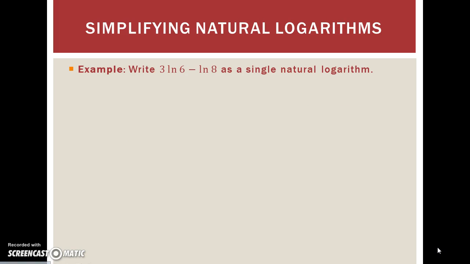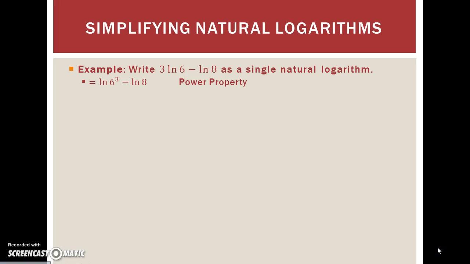We're going to look now at how to simplify some natural logarithms, and the rules that we're going to use here are the same rules that we use to simplify regular logarithms: the power rule, the quotient rule, and the product rule. So for example, write 3 times ln 6 minus ln 8 as a single natural logarithm.